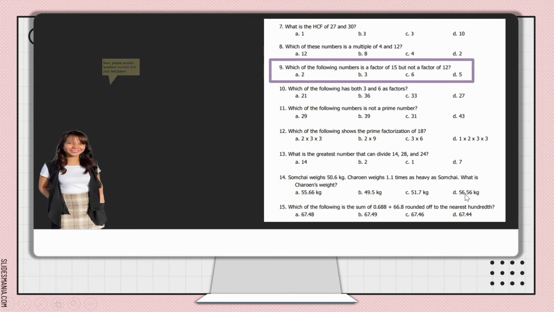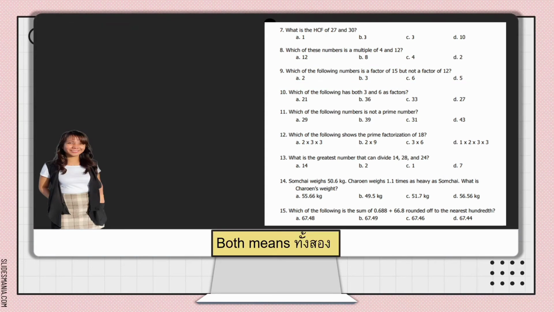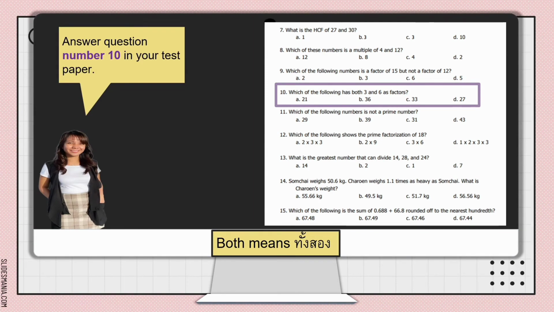Okay, so now please answer question number 9 in your test paper. Which of the following numbers is a factor of 15 but not a factor of 12? Okay, let's proceed. Answer question number 10 in your test paper.